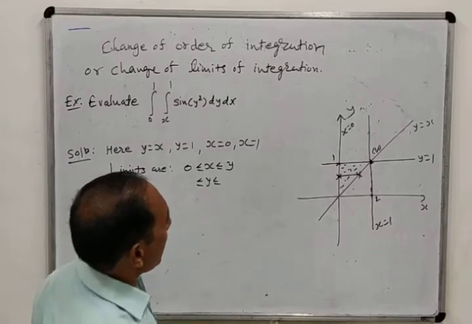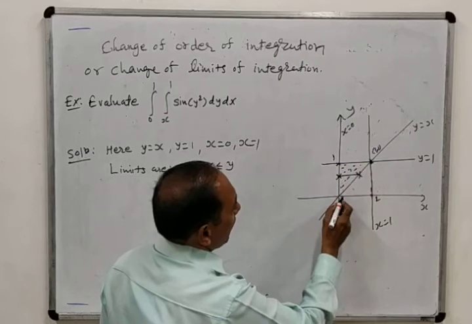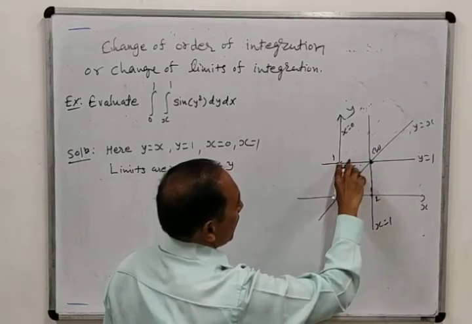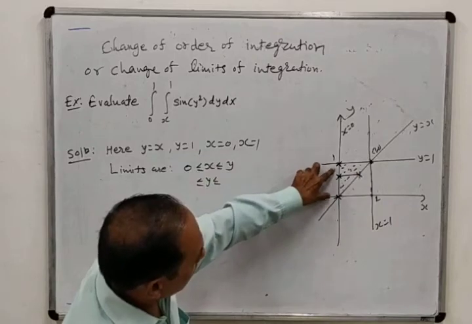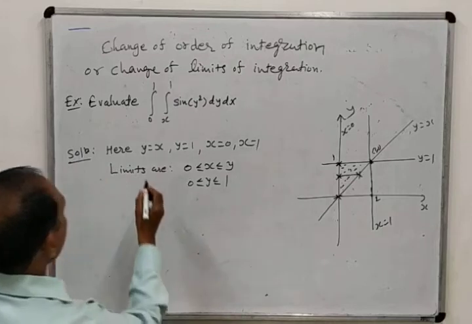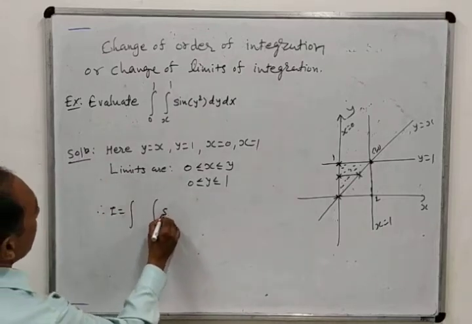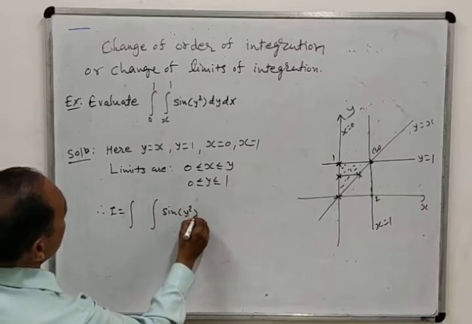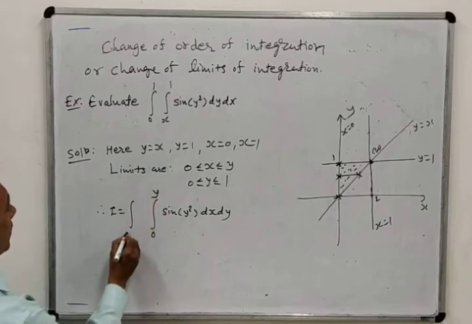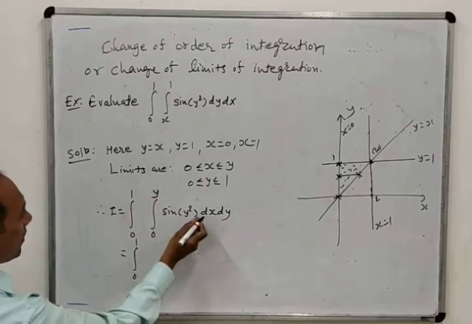Then the limits of y. To determine the limits of y, look at the y-axis. On the y-axis, the whole region lies between these 2 points. You can see between these 2 points, here y equal to 0 and here y equal to 1. So these are the limits. And therefore, our problem will now become sin y square. Here we will write dx dy, and these are the limits of x and these are the limits of y. So now what will be the integration?